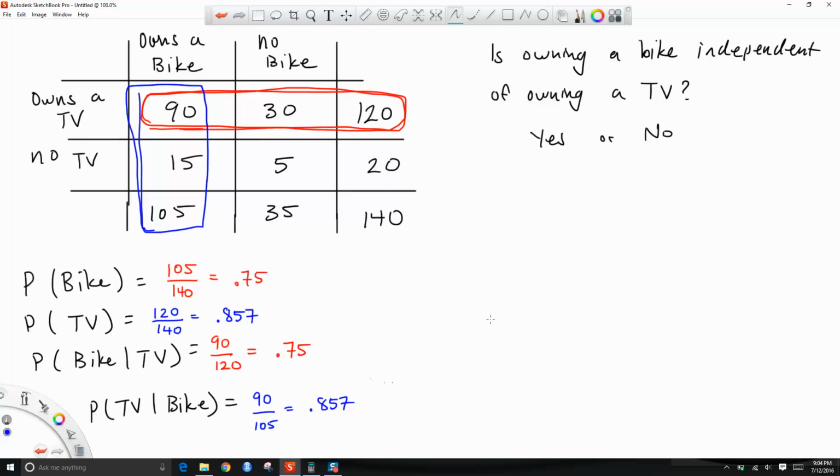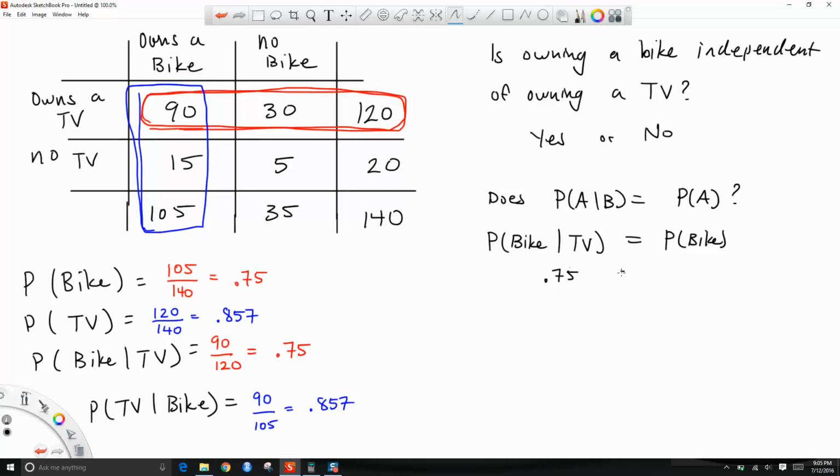To check, we have to say, if they're independent, does the probability of A given B equal the probability of A? If yes, then they are independent. So is bike given TV equal to the probability of bike? Yes, bike given TV is 0.75, and the probability of bike is 0.75. So, are they independent? Yes, they are independent.